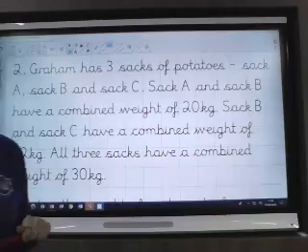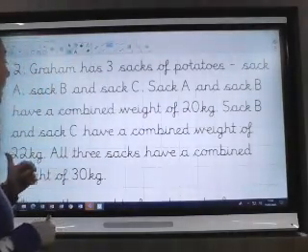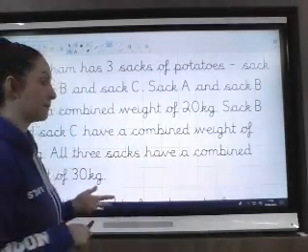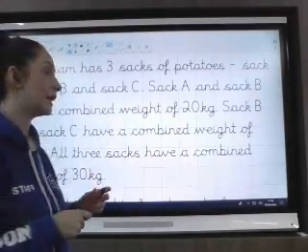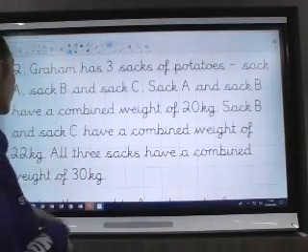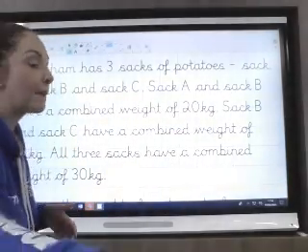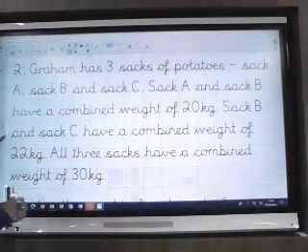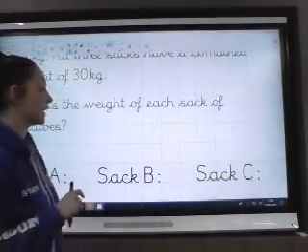Question 2 then says Graham has 3 sacks of potatoes, sack A, sack B and sack C. Sack A and sack B have a combined weight of 20 kilograms. Sack B and sack C have a combined weight of 22 kilograms. All 3 sacks have a combined weight of 30 kilograms. Right, then it says, what is the weight of each sack of potatoes?